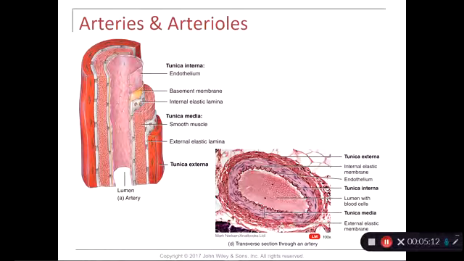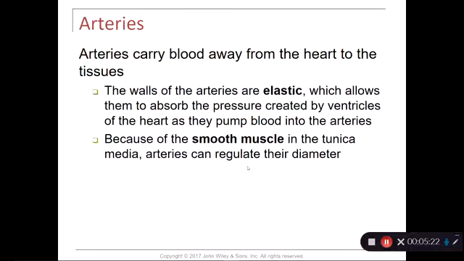You can see the elastic lamina quite nicely. It's really quite thin. But let's talk a little bit as to what's going on here in the arteries. Remember, it's elastic. It has that smooth muscle. Because it has such a nice amount of smooth muscle, it can really regulate how wide these arteries and arterioles are.